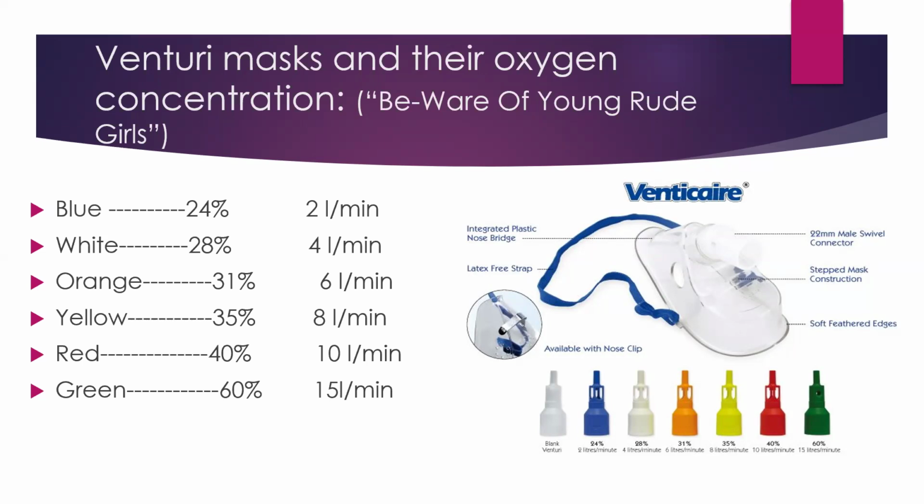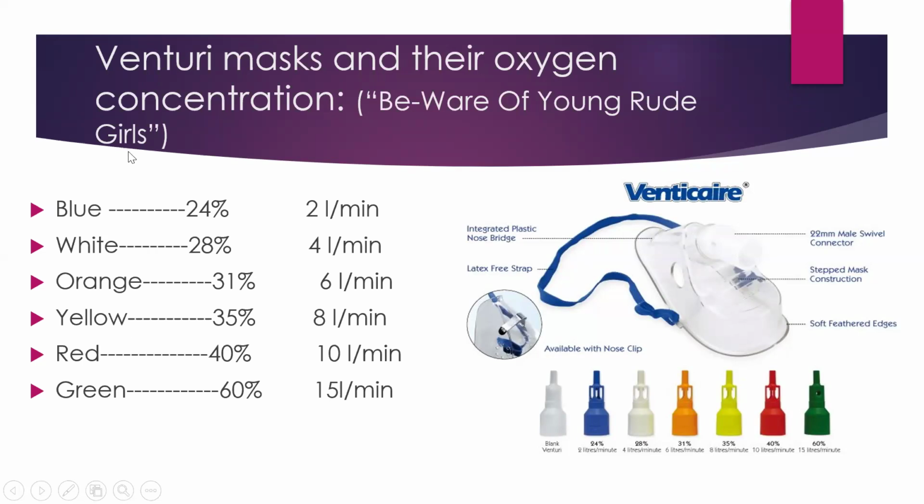Blue will give you a FiO2 of 24% at 2 liters per minute. White will give you 28% at 4 liters. And orange, 31% at 6 liters per minute. Yellow, 35%, and so on. We used to remember that during those days with this mnemonic: beware of young root girls. And I know the ladies also came up with their own and said, beware of young rich guys. Whichever one you want, or just remember B stands for blue, W stands for white, O stands for orange, Y stands for yellow, R stands for red and green.